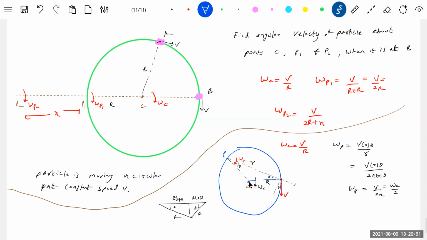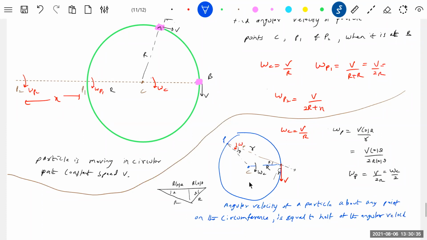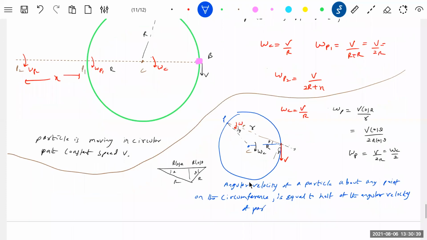So there is one golden statement. The angular velocity of a particle about any point, wherever the point may be, on the circumference is equal to half of the angular velocity of the particle about its center of circle. This last conclusion is a very generalized one.